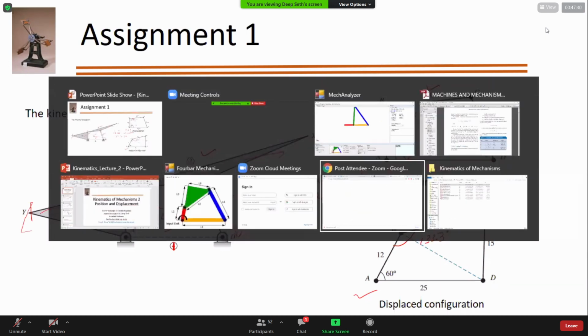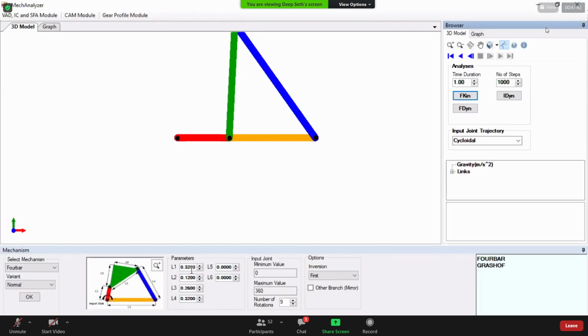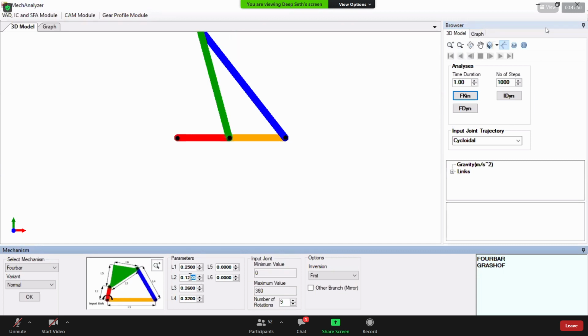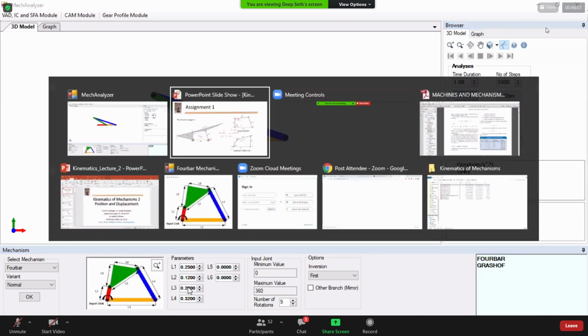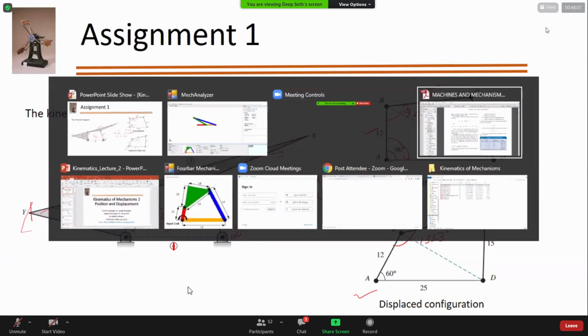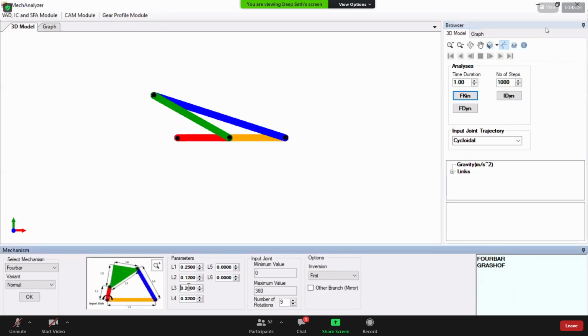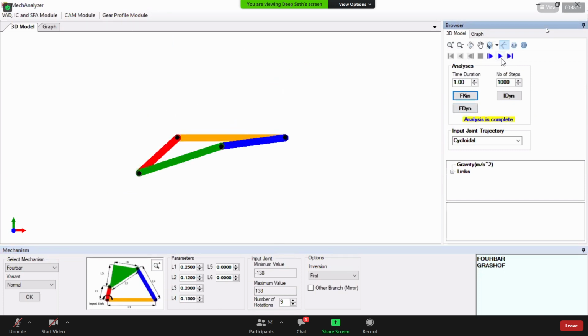Where is your Mech Analyzer? Yeah, here. So we have a fixed length as 25. Then this is your 12, L2. This is 20. Is this 20 or 15? Yeah, this is 20 and then your other is 15. Okay, so let's see this mechanism working.